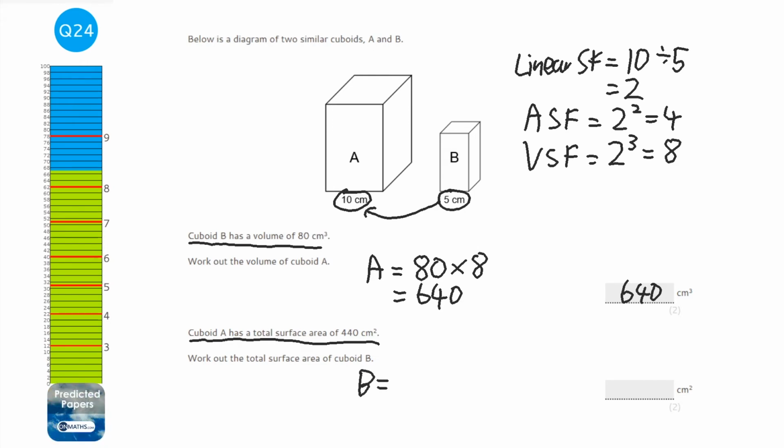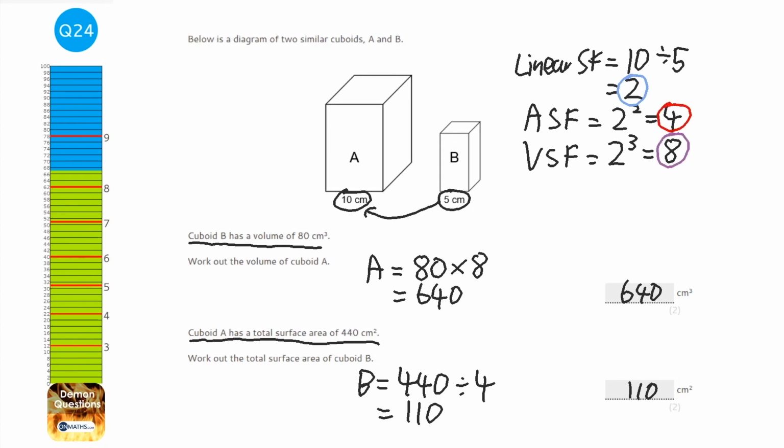Now this is surface area this time. So it's going to be 440. Now because we're going from bigger to smaller, we're going to divide by the scale factor. And it's the area scale factor we need, which is going to be the 4. So we do 440 divided by 4, which is hopefully 110. And it's that simple. So you just got to remember that if you have a linear scale factor, you square it to find the area scale factor, and you cube it to find the volume scale factor.